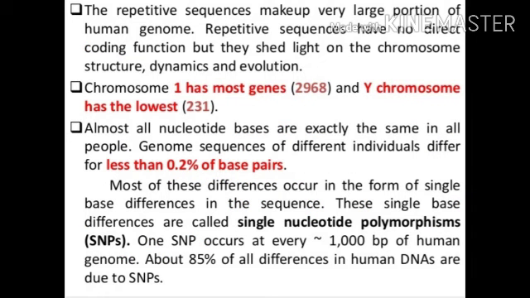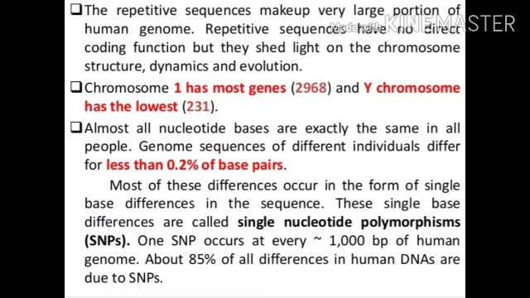Now, the repetitive sequences that I called junk make up a very large portion of the human genome. Repetitive sequences have no direct coding function, but they shed light on chromosome structure, dynamics and evolution. Chromosome 1 has the most genes, 2968, and Y has the lowest, 231 genes.